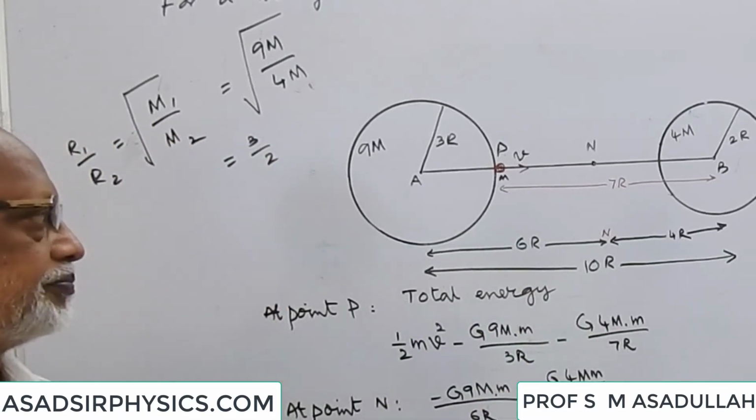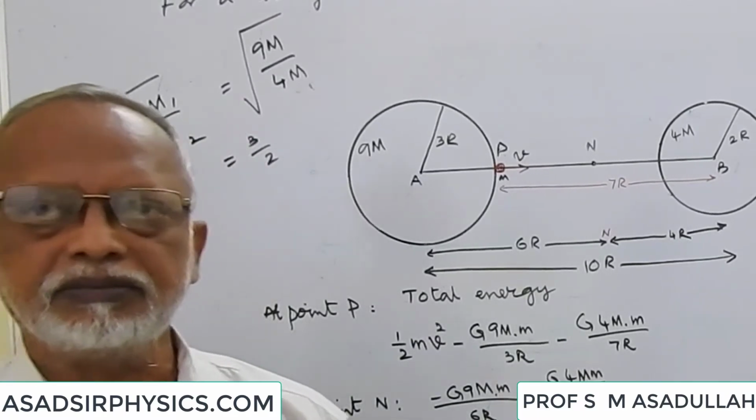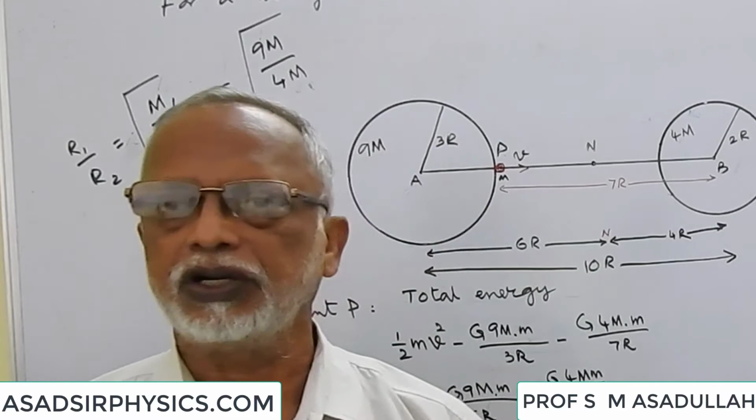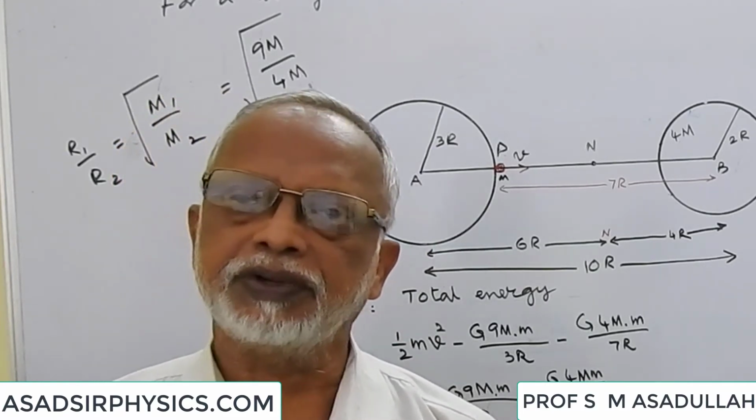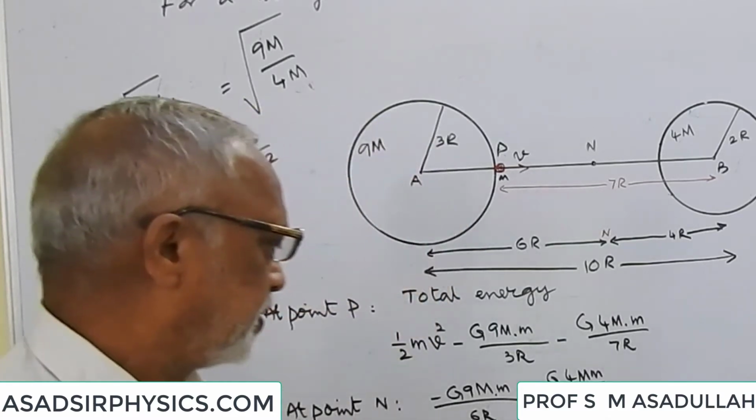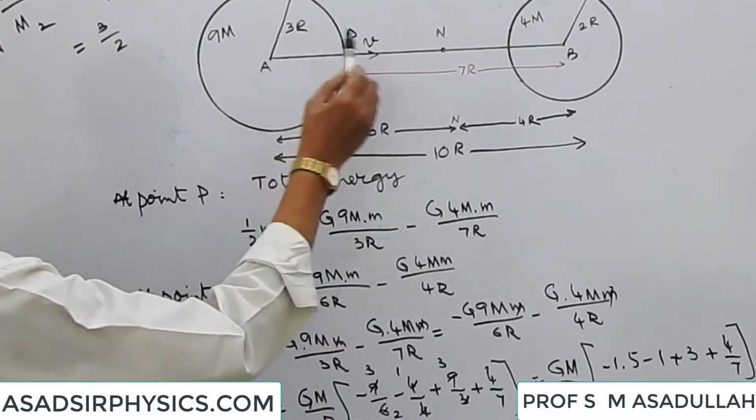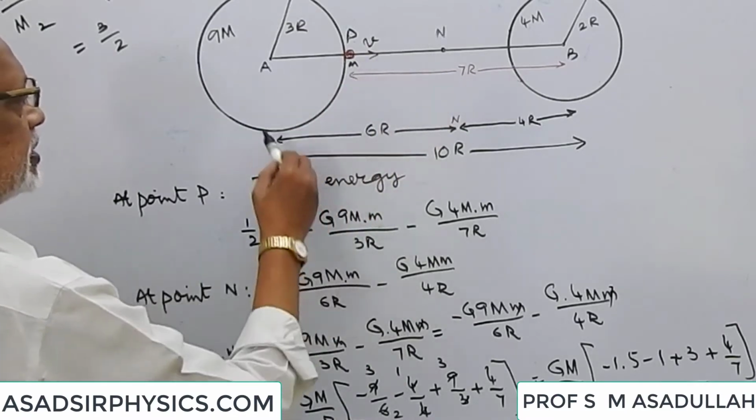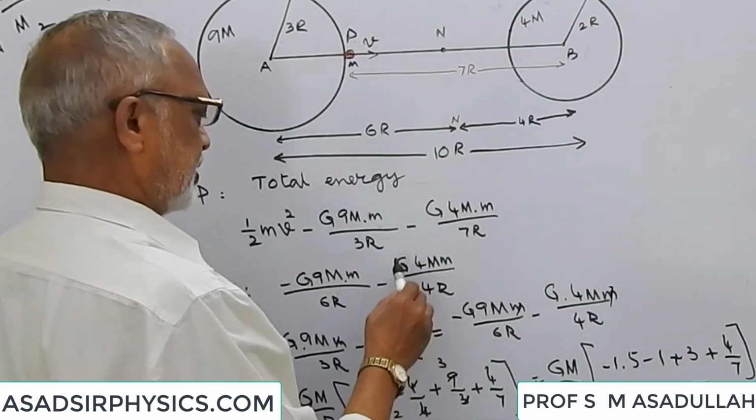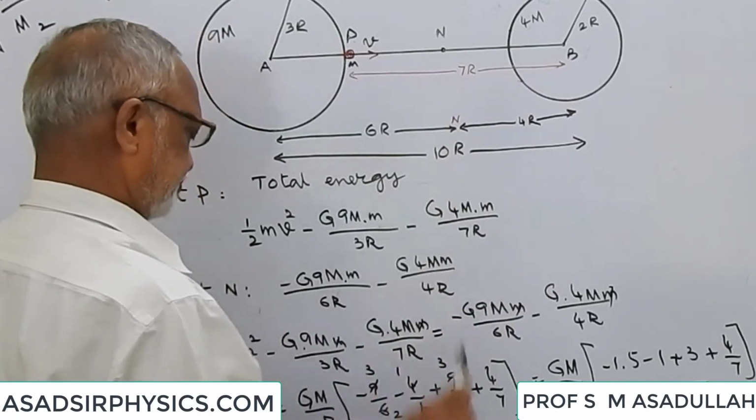Now let us consider the total energy at N. By the time the body reaches N, its velocity tends to be 0. So at N, there will be only two components, one the potential energy due to planet A and the other due to planet B. The potential energy due to the planet A is minus G 9m into small m, by the distance, which is 6r. The potential energy at N due to the planet B is minus G 4m into small m by the distance 4r.